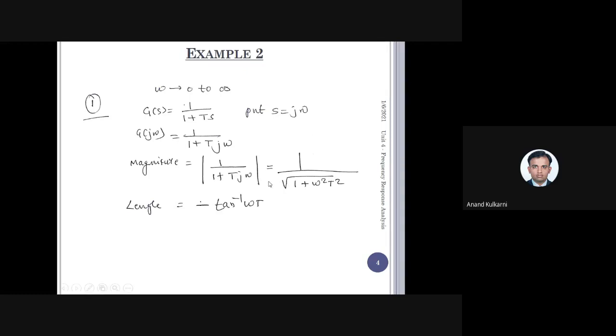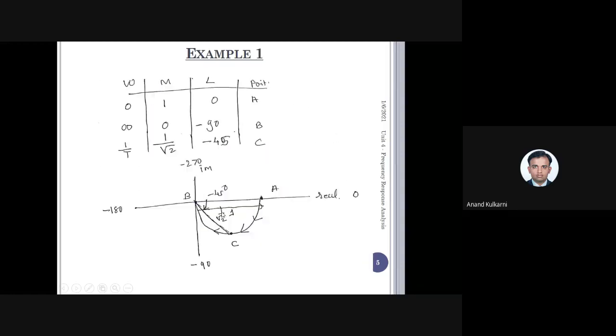So this is the equation for magnitude. This is the equation for phase angle. So I will make the table here. I will put the value of omega, value of magnitude, value of angle. I have named those points.